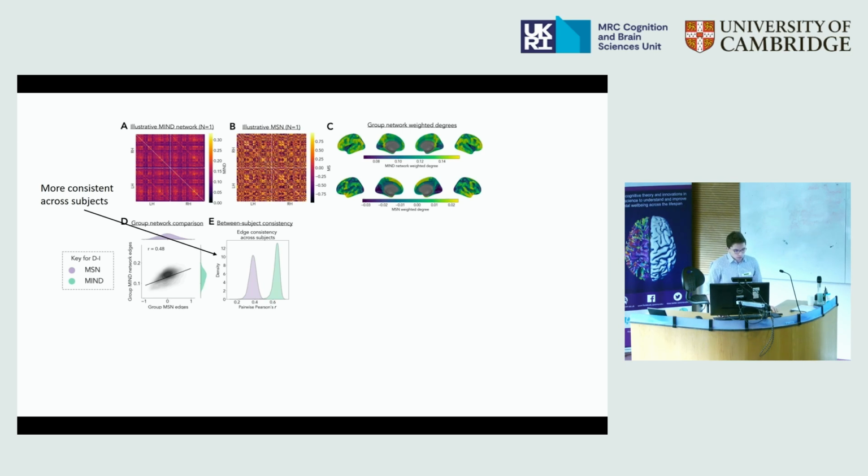And also, when you include random noise features into the construction of these networks, MIND is much more resilient to the inclusion of just Gaussian noise, basically.